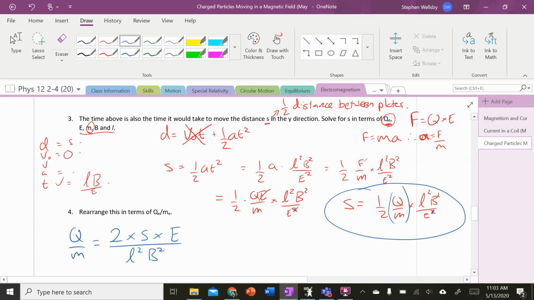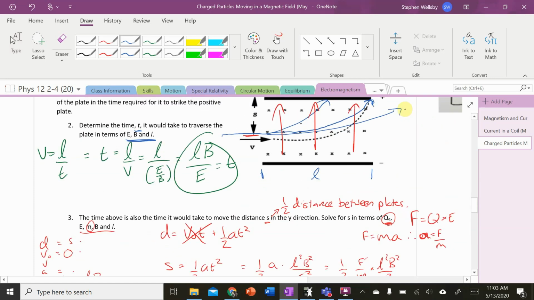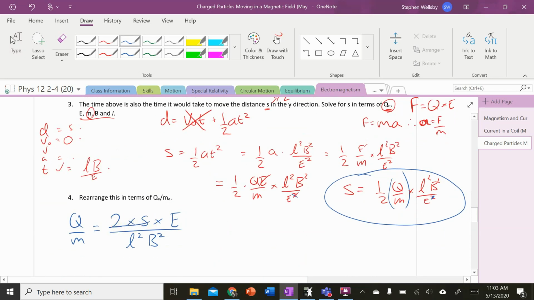So here's the interesting part. All of these variables are things that he was able to measure. He knew the distance between the plates. So if we can think of it this way, 2s is equal to 2 times half the distance. If we call this d, then this is just going to be 2 times s. I'm just going to change this to d times E over L squared B squared.